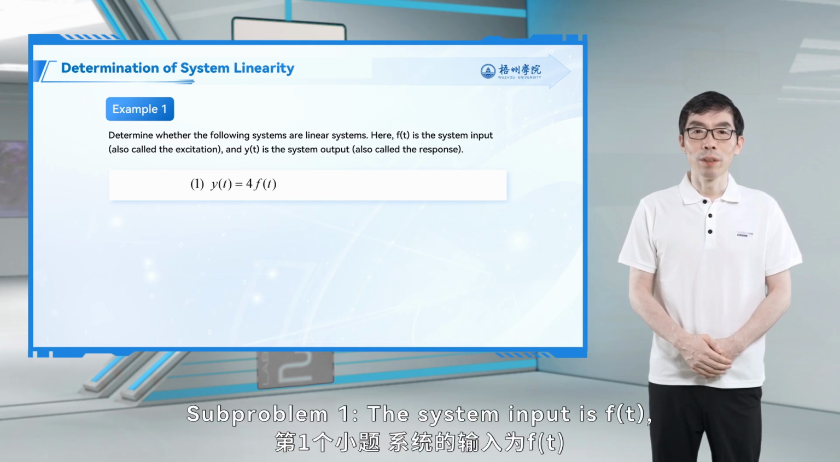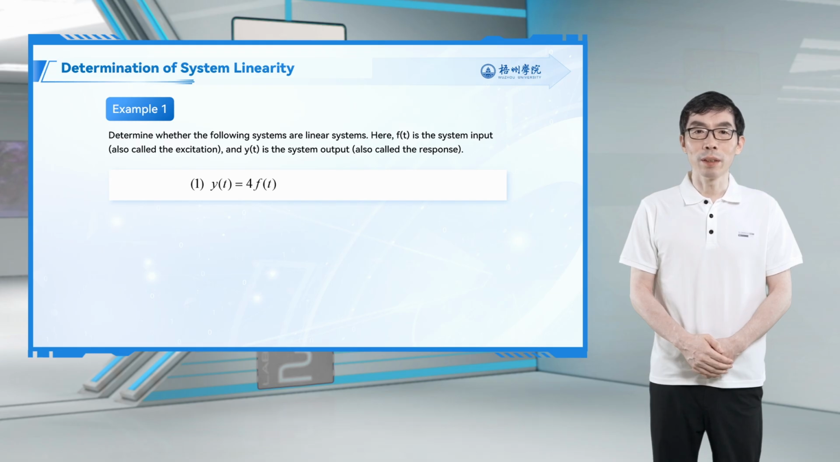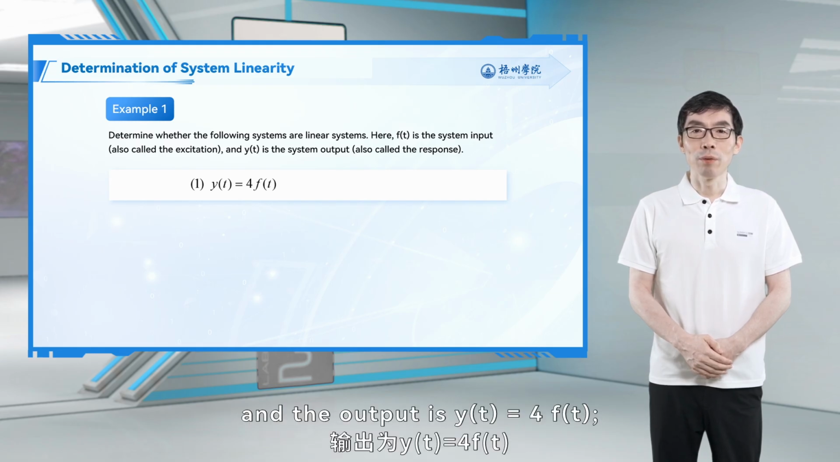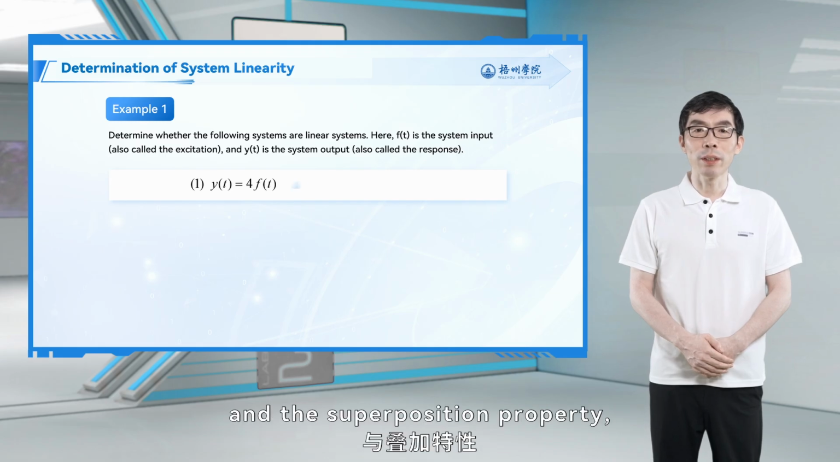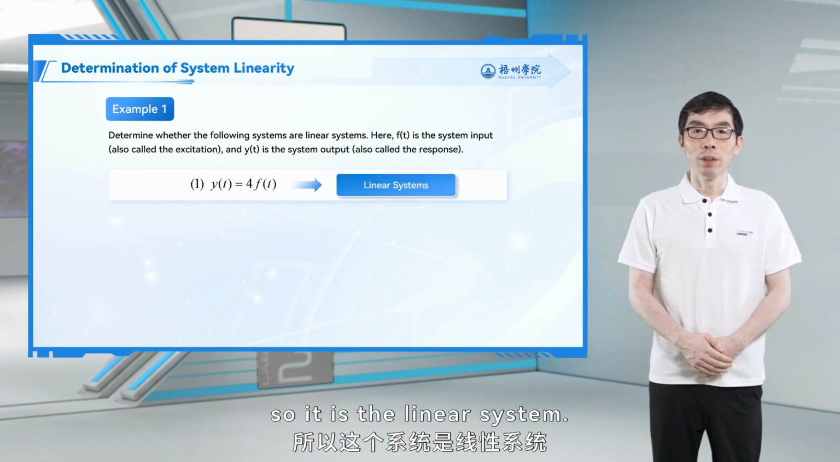Subproblem 1. The system input is f(t), and the output is y(t) equals 4f(t). This simultaneously satisfies the homogeneity property and the superposition property. So, it is a linear system.